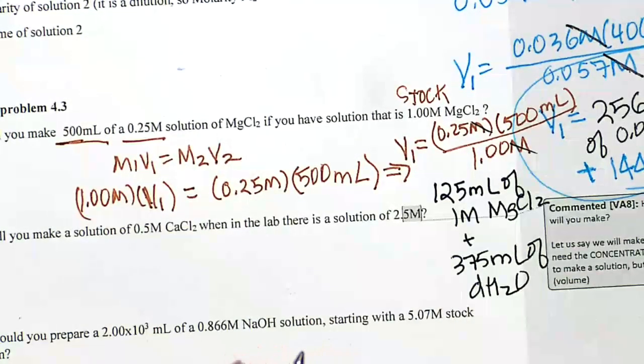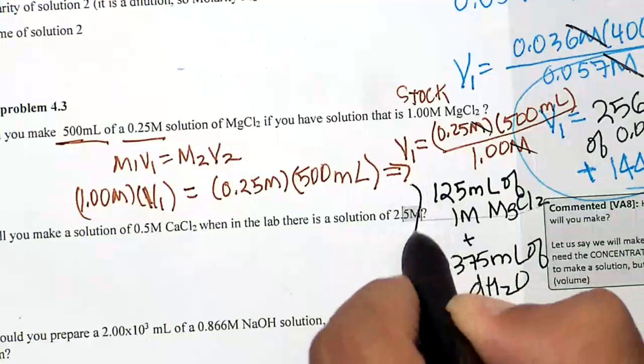Okay, you pour it all into a separate container. 375, and that's it. Okay, date and label. Date and label. Okay, this is the answer.